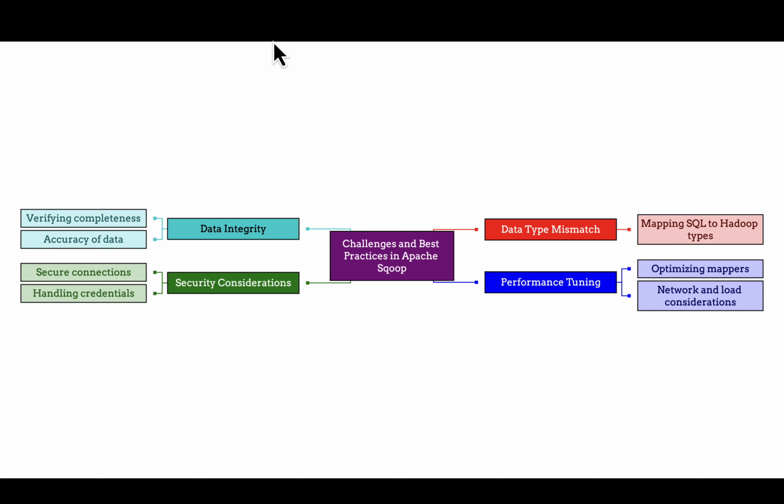Challenges and best practices in Apache Sqoop. 1. Data type mismatch. Handling mismatches between SQL data types and Hadoop's data types can be challenging. It's important to ensure that data types are correctly mapped during the import/export process.